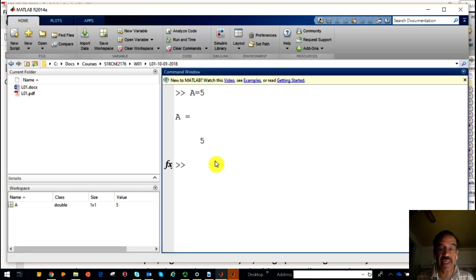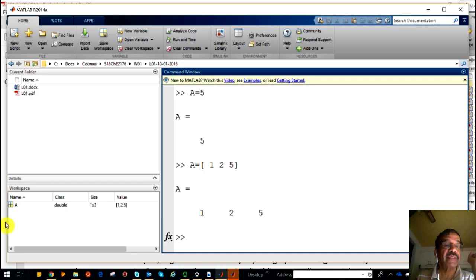Now I could come and say a is not 5, it is [1, 2, 5]. Okay, so what you see here is I put square brackets and I put 3 numbers separated by space, and this is called an array. Okay, and it replaces the old a with an array which is of the size 1 by 3. That is 1 row and 3 columns. Okay, and the numbers are 1, 2, and 5. So you can create really very powerful arrays and variables.